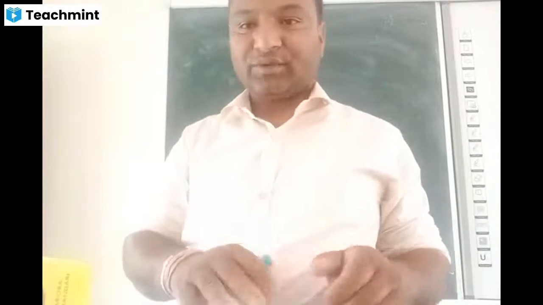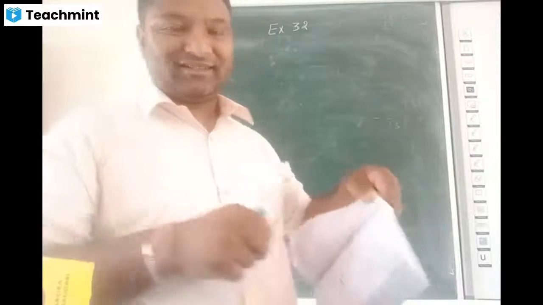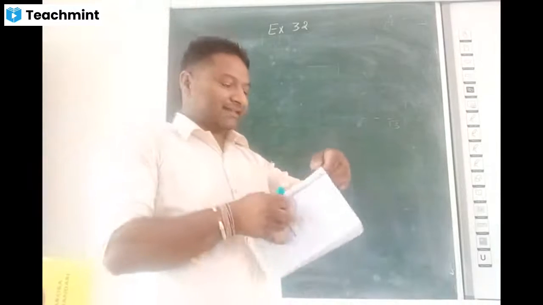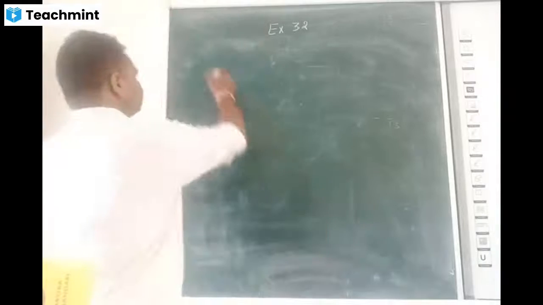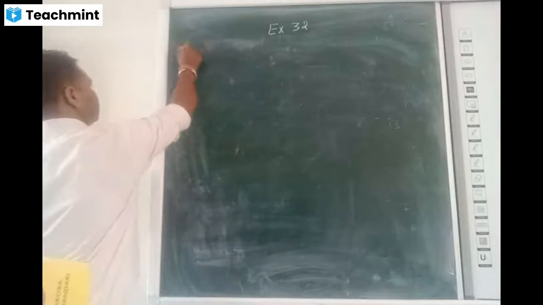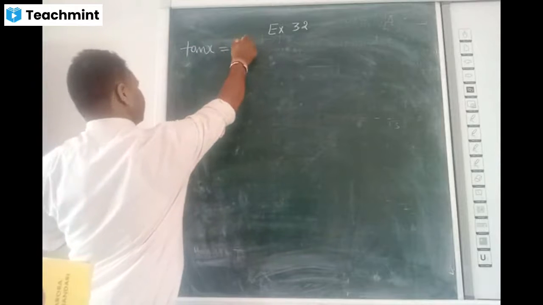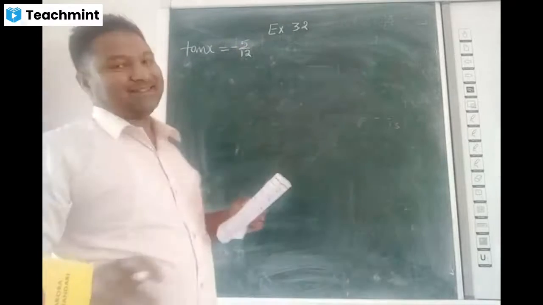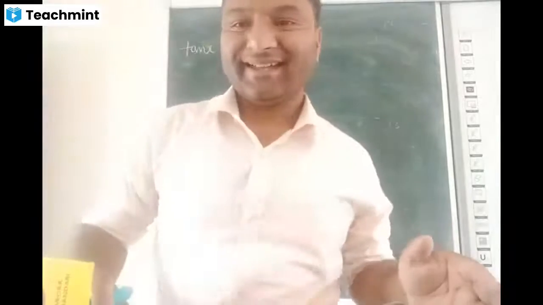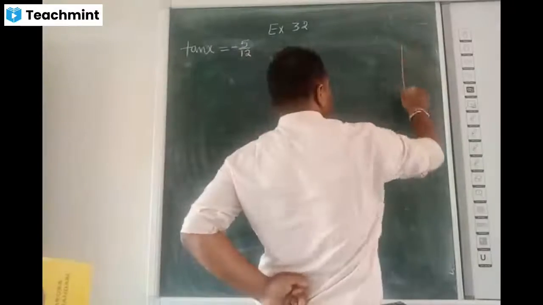Okay, so fifth question. The fifth question is what? Tangent x is equal to -5/12. Tangent x is given -5/12, where x lies in the second quadrant. X lies in the second quadrant.